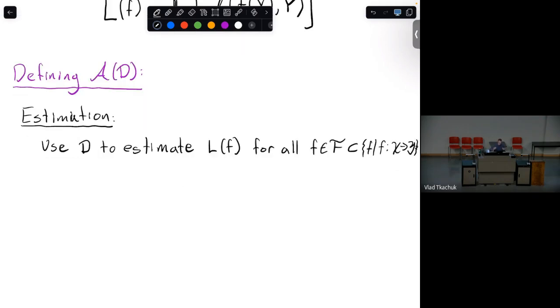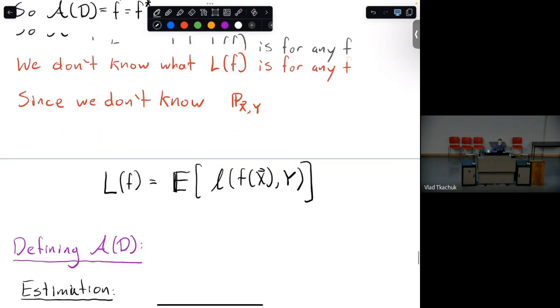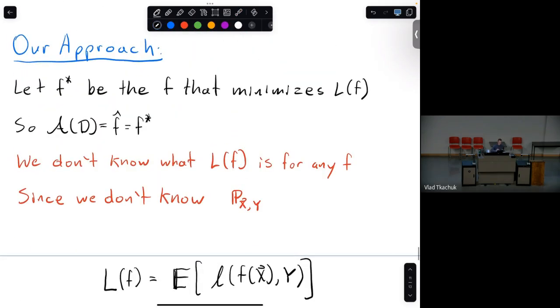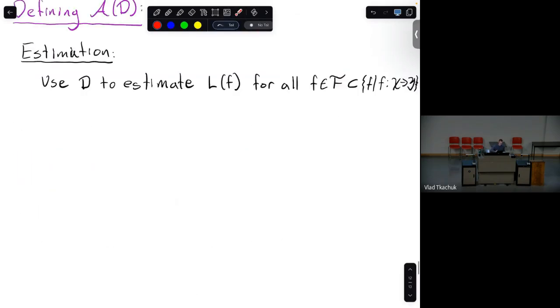Okay, but this should make a lot of intuitive sense, right? We don't know this thing. We have data. So what do we do with the data? We just estimate this thing. If we can estimate this thing, and if the estimate is good, then we do exactly what we wanted to do at the beginning here, which is just pick the best f, the one that minimizes this thing. But now it's going to minimize this estimate.